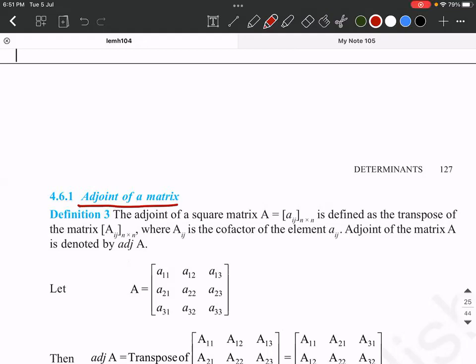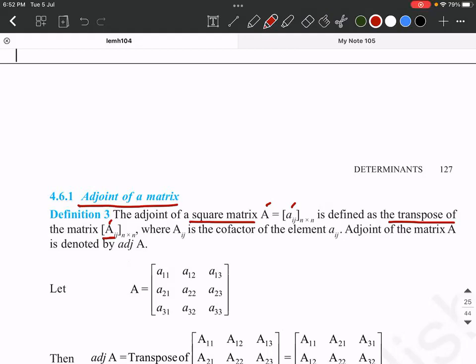Is that clear? Okay. So the adjoint of a square matrix capital A is defined as the transpose of the matrix capital Aij. Means observe, in the square matrix A, what are the elements? Small a ij. Whereas in the adjoint matrix, what are the elements? Capital Aij, the cofactors. So you write down the cofactor matrix and find the transpose of it. You call it the adjoint of that matrix.